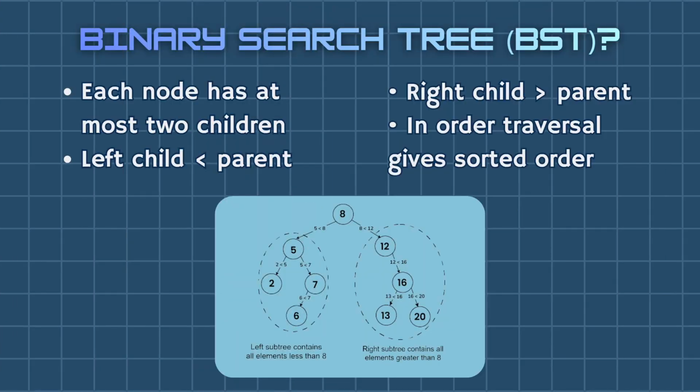Before we talk about AVL trees, let's quickly review binary search trees, or BSTs. In a BST, each node has at most two children. Any value smaller than the node goes to the left, and any value larger goes to the right. This structure allows us to search efficiently because at each step we eliminate half of the tree. Also, an important property is that if we do an in-order traversal, the values come out in a sorted order.